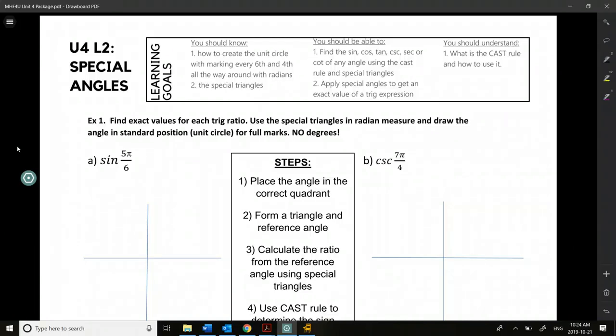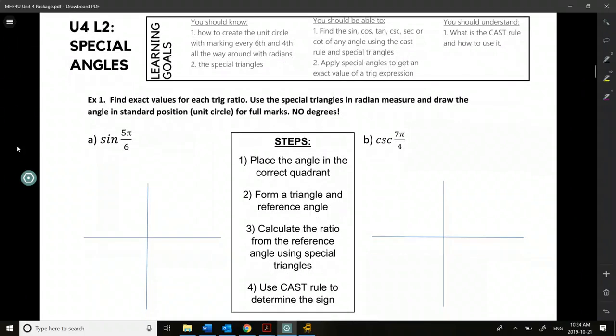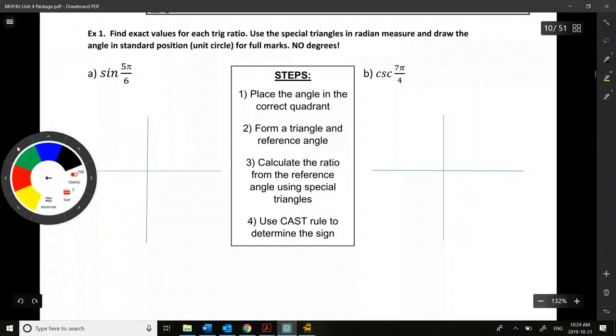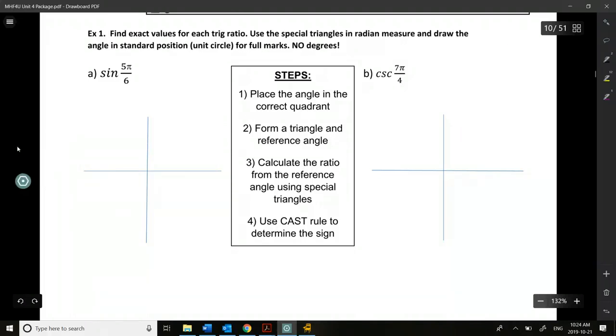And the nice thing about using radians with this is I can actually see the reference angle that I need to use in the actual angle itself. So I'll show you what I mean. Okay, so we're just going to follow along with these steps here in order to do our first few. We will start by putting the angle in the correct quadrant, so 5 pi over 6 in the correct quadrant. So just focusing in on this for right now.